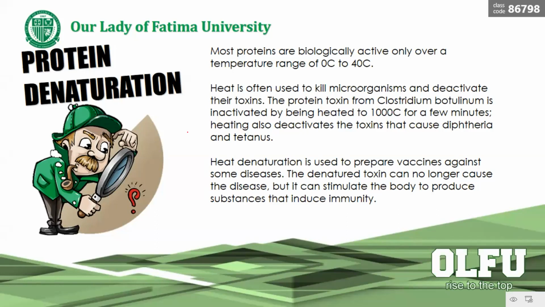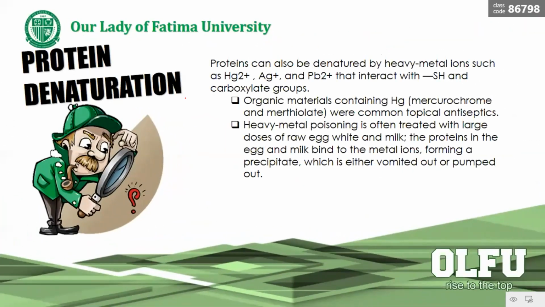Sige, mamaya natin sagutin yan. Tapusin muna natin, no? So another way to denature protein is by adding heavy metal salts or heavy metal ions. So yung protein kasi, they are attracted with these metals, with heavy metals, ayan, silver, lead, mercury. Nagre-react sila with the sulfur and carboxylate groups of our proteins.